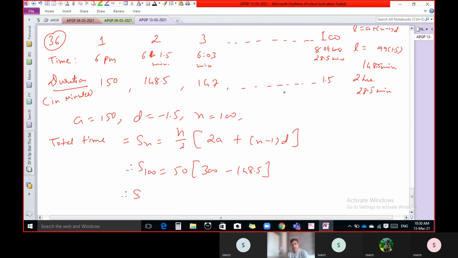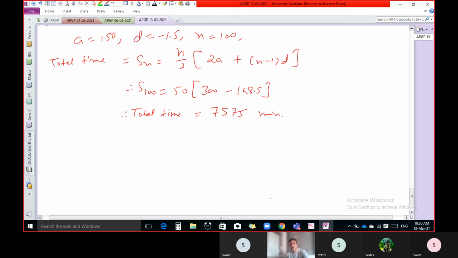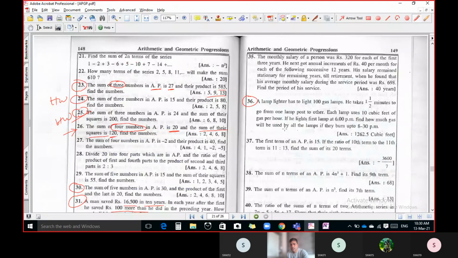Now do the calculation and tell me the total time. 7,575. Okay, so we get total time 7,575 minutes. So all these lamps burned for 7,575 minutes. But it is given that a lamp uses 10 cubic feet per hour.